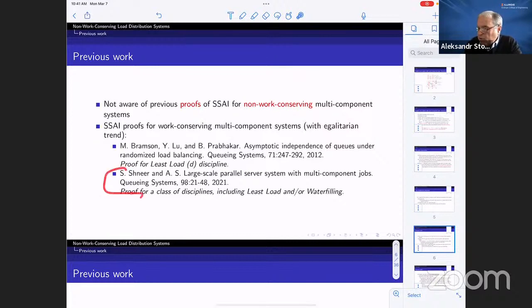There is also a paper which Sevashnier and I did a little earlier. It proves ansatz for a fairly large class of disciplines, which includes so-called least load and water filling job classes, so it includes the previous one as a special case. But the important thing about this paper is that the systems are work-conserving. You can do it for other work-conserving systems too, more than in this paper, but work conservation is crucially used there, as we will discuss a little later.